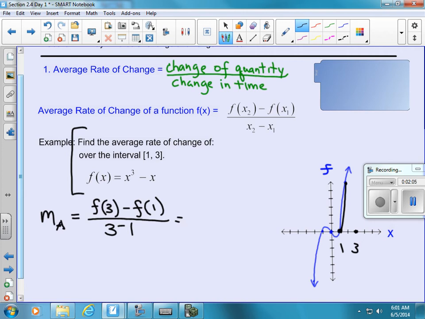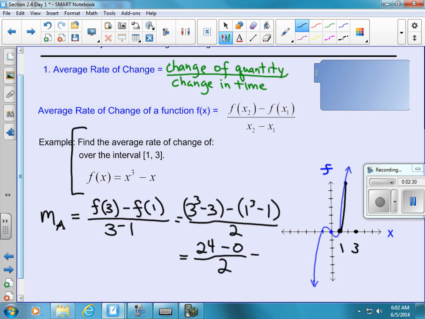Okay, the function at 3 is equal to 3 cubed minus 3. And then we're going to subtract 1 cubed minus 1. And then 3 minus 1 is 2. Therefore, we get 27 minus 3, which is 24, minus 0 over 2, and that equals 12. Our average rate of change for this cubic function is equal to 12.